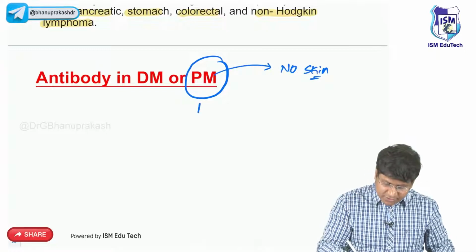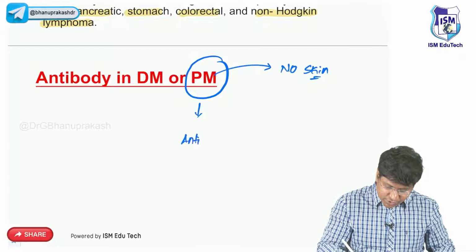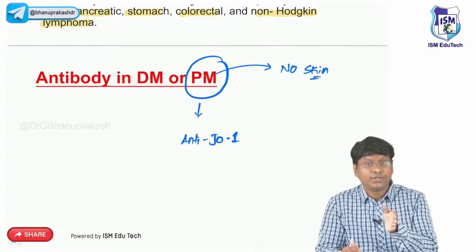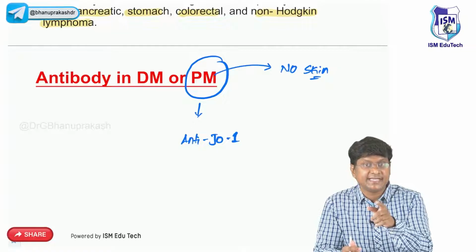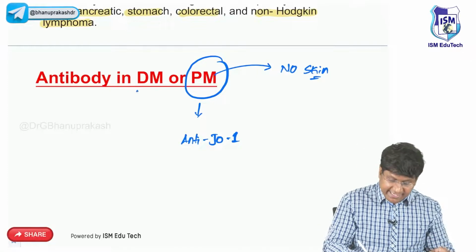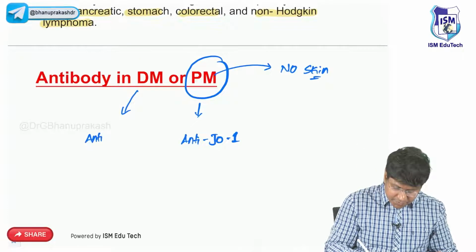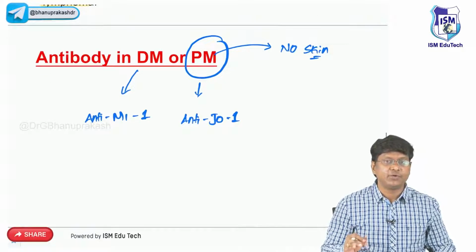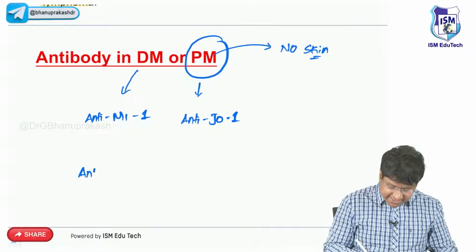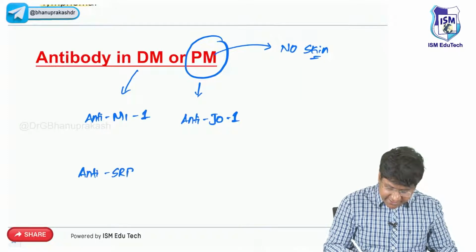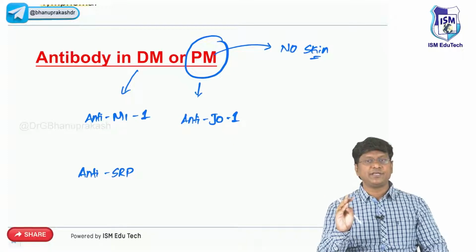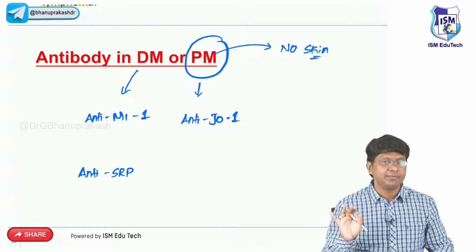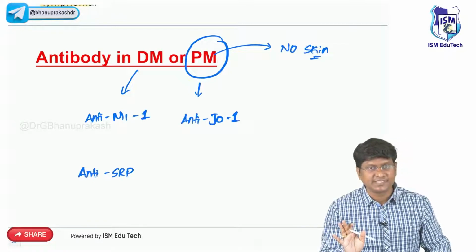In case of polymyositis, you have anti-Jo1, right? Whereas in dermatomyositis, the antibody present is anti-Mi2, right? And we have one more group of antibodies called anti-SRP. This anti-SRP is present in both dermatomyositis as well as polymyositis. Okay, so this is the antibody profile in polymyositis and dermatomyositis.